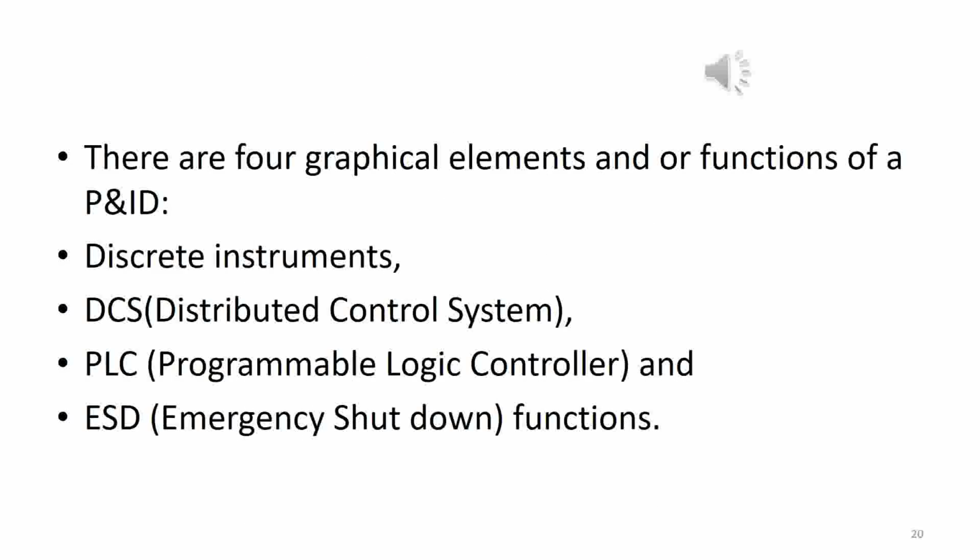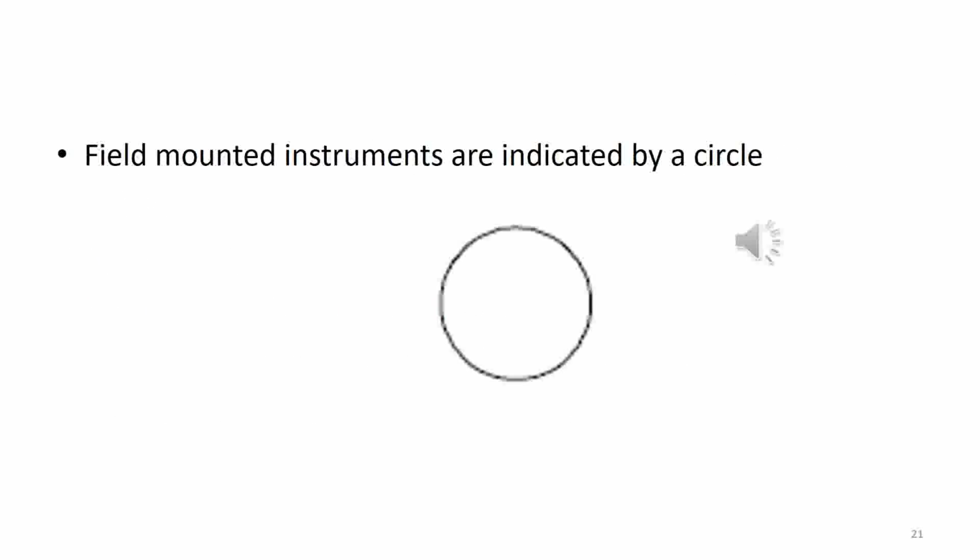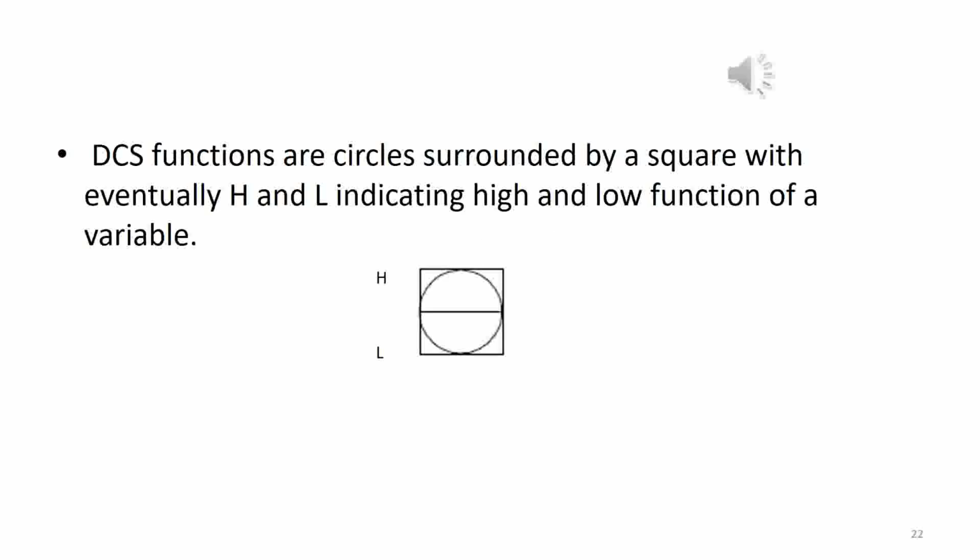There are four graphical elements and or functions of a PID. Discrete instruments, DCS distributed control system functions, PLC programmable logic controller functions, and ESD emergency shutdown functions. Field mounted instruments are indicated by a circle. DCS functions are circles surrounded by a square with eventually H and L indicating high and low function of a variable.